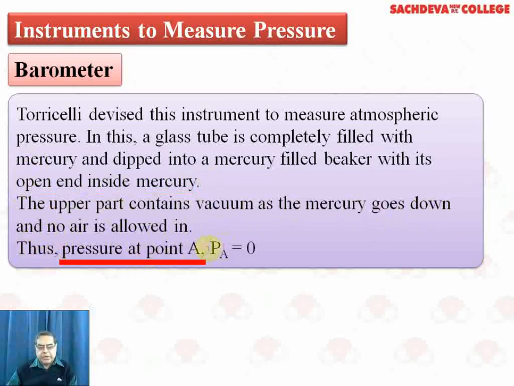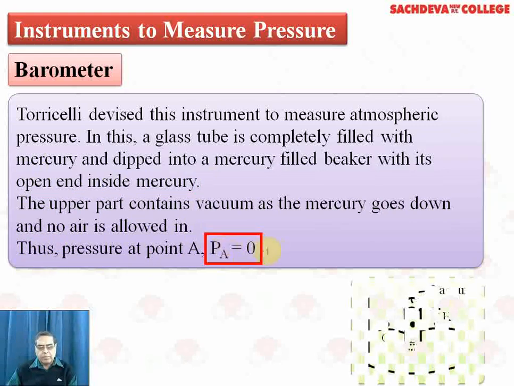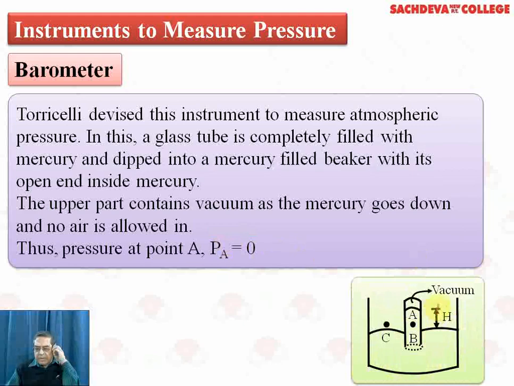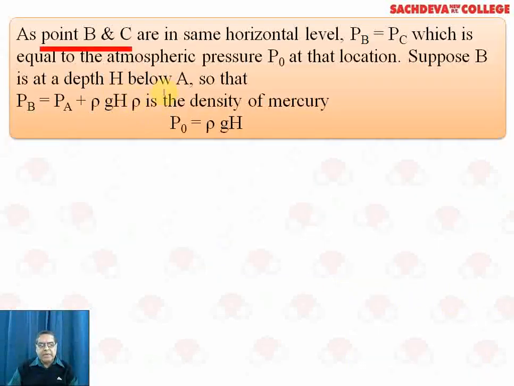The pressure at point A will be 0. So, in a mercury barometer, the upper point is a vacuum. A is the point where the mercury will rise and the meniscus of mercury will be concave. The mercury level will move up to height h. As points B and C are at the same horizontal level, PB is equal to PC, which is equal to atmospheric pressure P0 at that location.